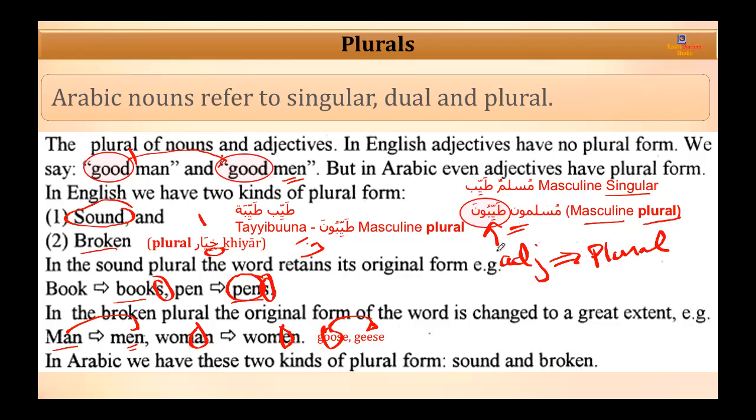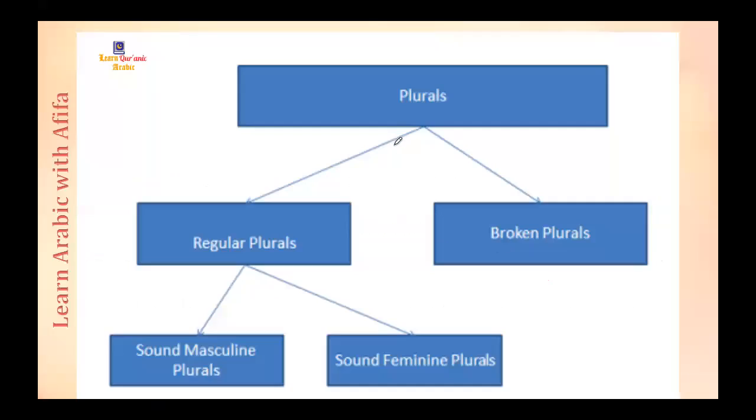All right, so we're going to now talk about this in more detail. So as we discussed, there are two kinds of plurals, regular and broken. Within the regular plurals, we're going to talk about sound masculine plurals, which we just talked about. And we're also going to talk about how to make the sound feminine plurals. Okay, now broken plurals will be covered in a separate lesson.